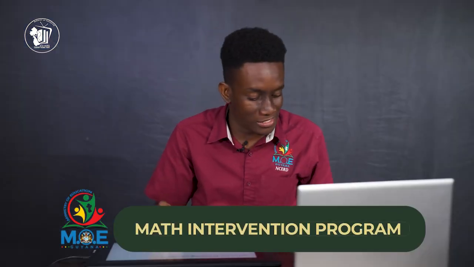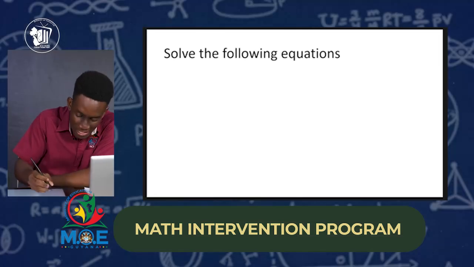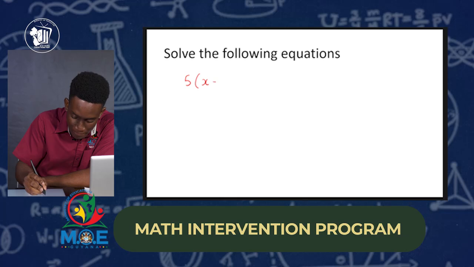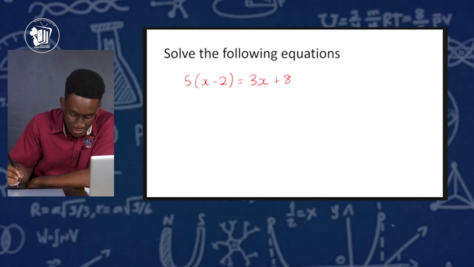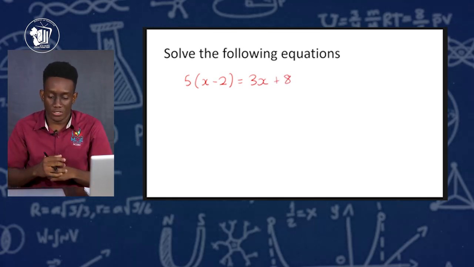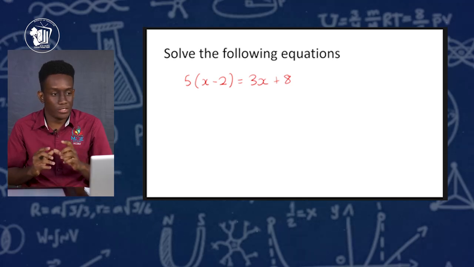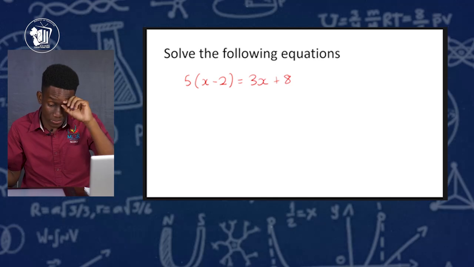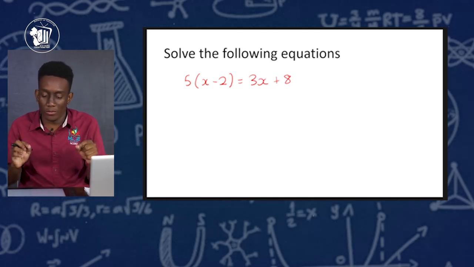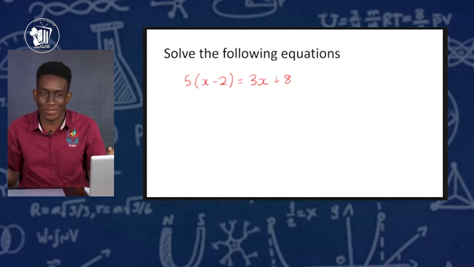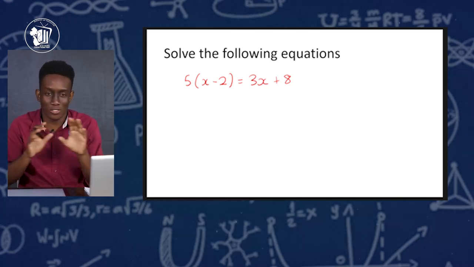So let's look at another example. So let's say we have 5 open bracket x minus 2 is equal to 3x plus 8. And we're asked to solve this equation. So we have 5 multiplied by x minus 2 is equal to 3x plus 8. So what do we do? The first thing we want to do, we want to expand the brackets. You always look to expand the brackets, get rid of the brackets. So let's do some expansion.